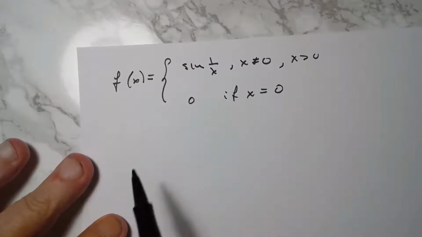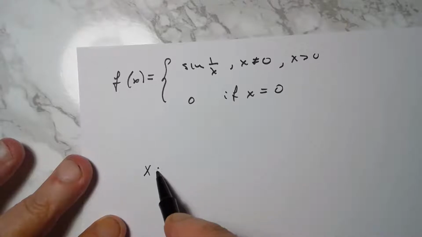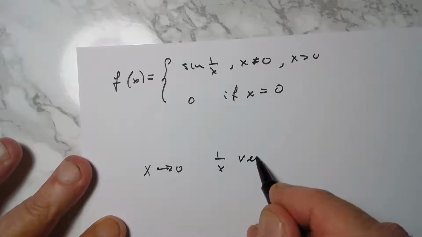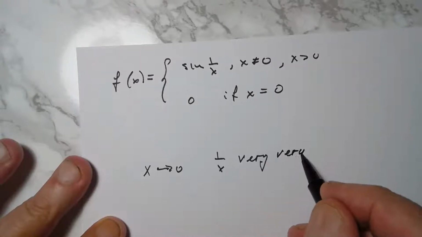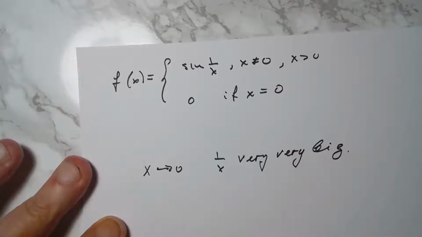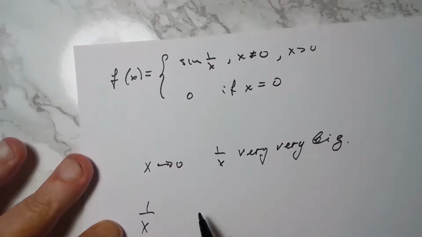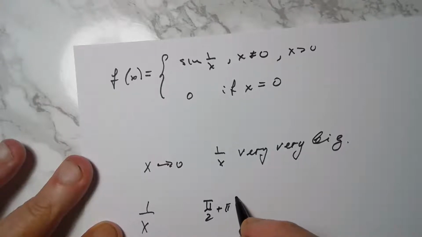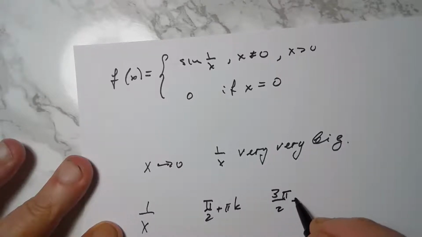But what does this function look like? Well, if x gets closer and closer to 0, then 1 over x gets very, very big. And that means that 1 over x, being continuous, of course, takes all possible values. In particular, it will take values such as pi over 2 plus pi k infinitely often, and it will take values 3 pi over 2 plus pi k, so infinitely often.